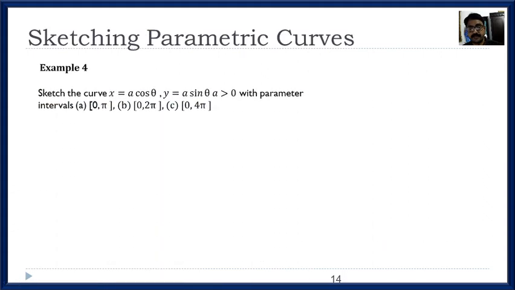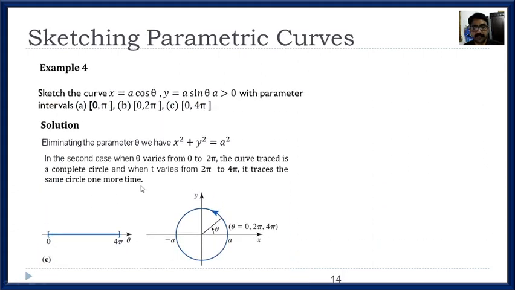Now the third case, when theta varies from 0 to 4 pi, what happens? You can see that when theta varies from 0 to 2 pi, we found it is a complete circle. And when theta varies from 2 pi to 4 pi, what happens? The point moves on the same path only. You are getting the same circle only, but it rotates once again.